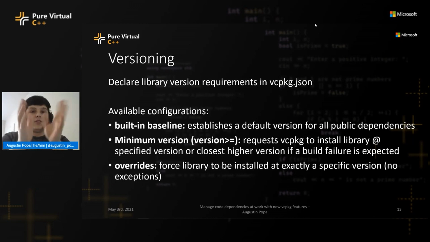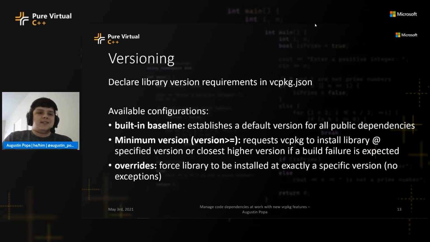So you do this in the vcpkg.json file. It only works with manifest mode. And there are three configurations you can make as part of that. And I'm just going to quickly call them out. The first is something called built-in baseline. This basically establishes a default version for all the public dependencies. Think of this as the version set that you're starting off with, right? So if you're not using versioning, this will just be whatever version of vcpkg you currently have installed on your machine. It will just be using everything from that version set. But you can set this to something else.